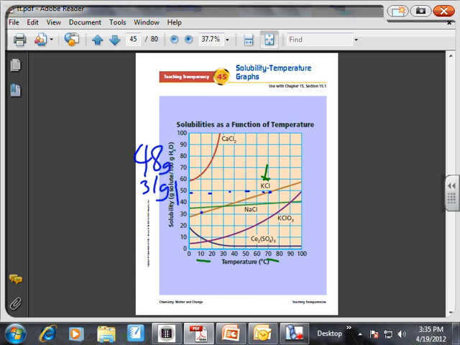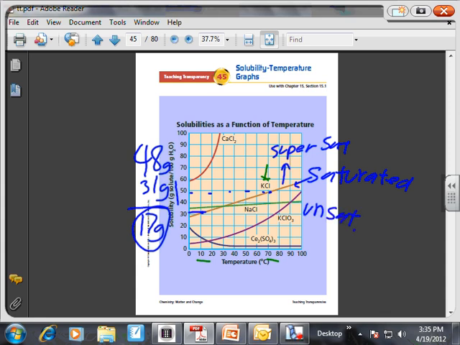So originally, it could hold 48 grams. Now it can hold 31. So if we just subtract those two, we get 17 grams is what is going to crystallize out to make it a saturated solution again. We need to get back to that point. That line, remember, is the saturated. Saturated is right on that line. Supersaturated is above the line. And unsaturated is below the line.